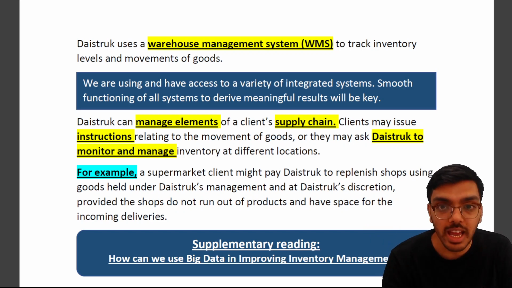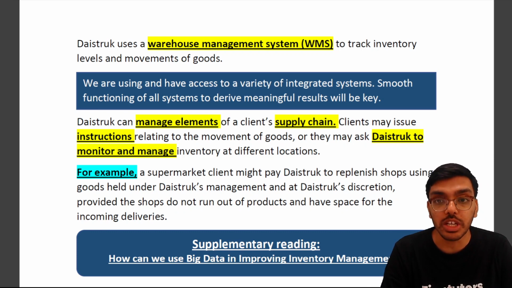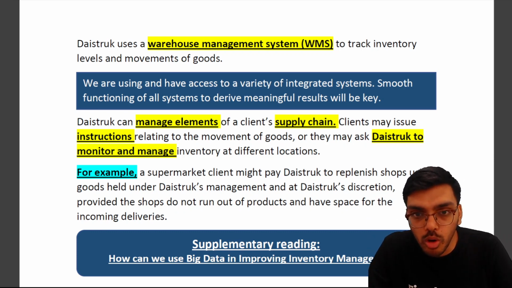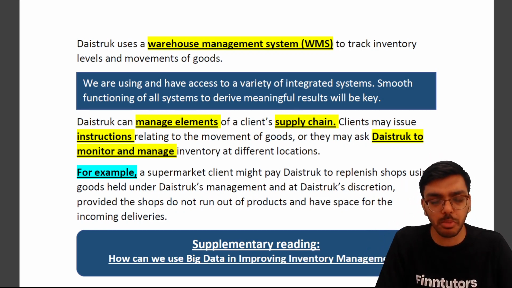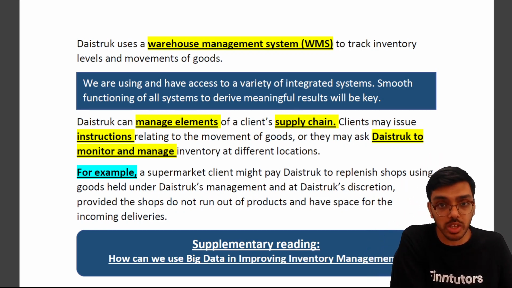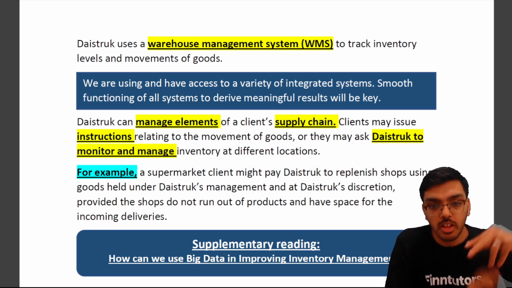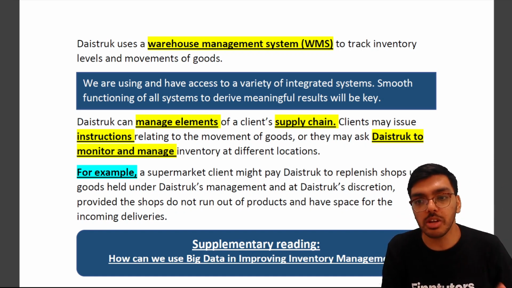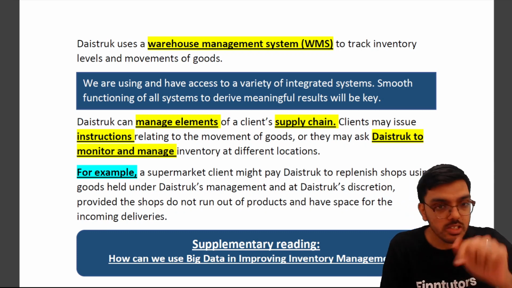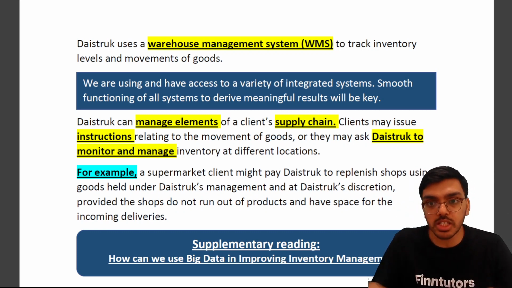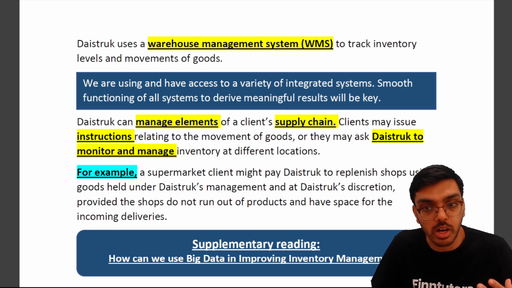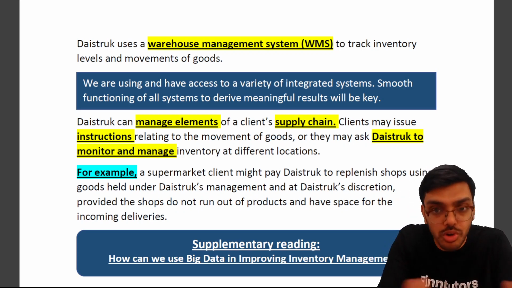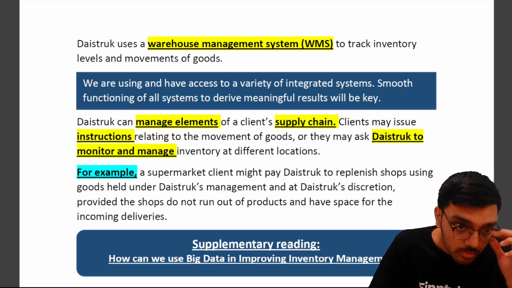Now we are using and have access to a variety of integrated systems. Smooth functioning of all to derive meaningful results will be very, very important. Anywhere anything goes wrong in the warehouse management system, the eventual inventory management of that customer will suffer. And if that suffers, the customer is not happy. It might be a breach of our contract that we have with them.